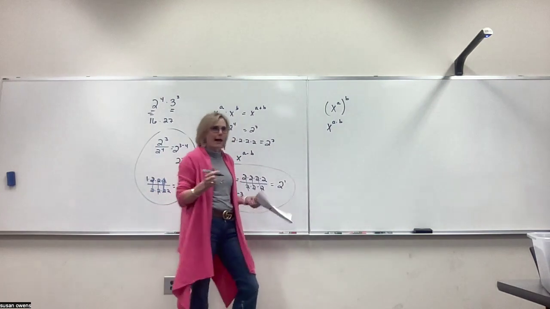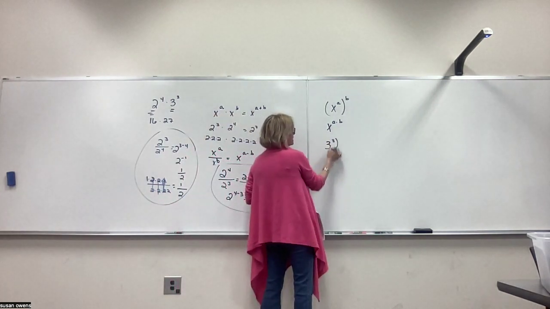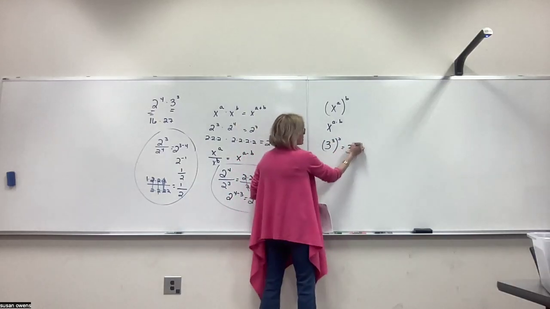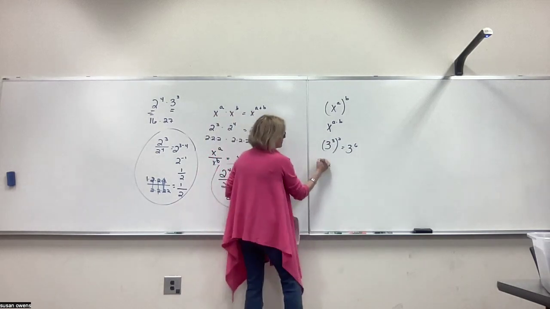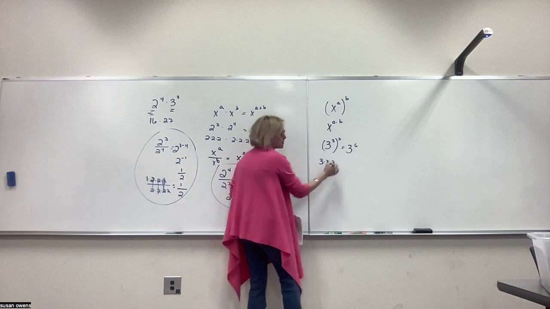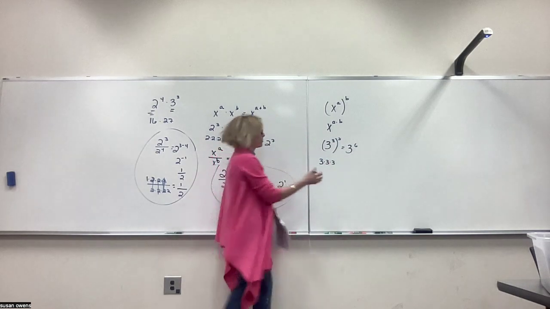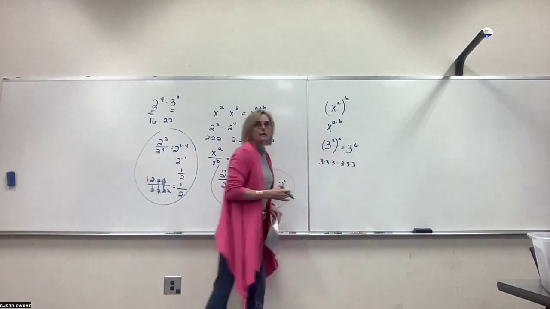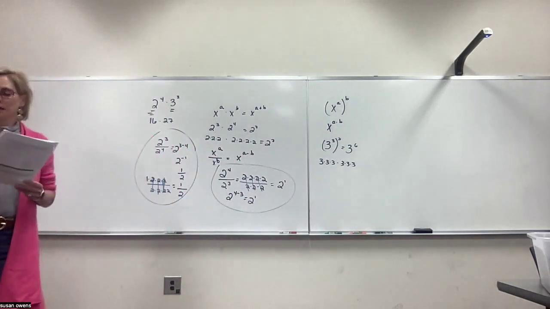So let's look at why that happens. If I have 3 cubed all squared, that's going to be, according to this rule, 3 to the 6. So why does that happen? That says I have 3 cubed, which is 3 times 3 times 3, multiplied times itself. So times another 3 cubed, which gives me 6 of them. Okay?